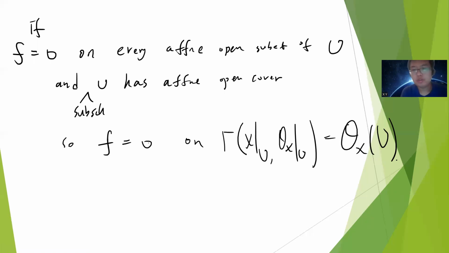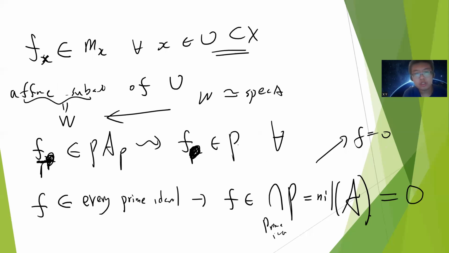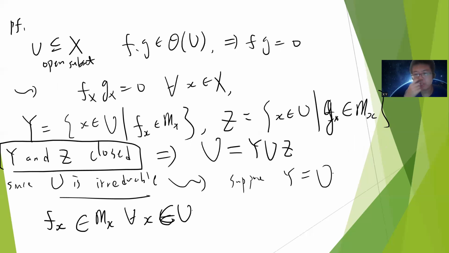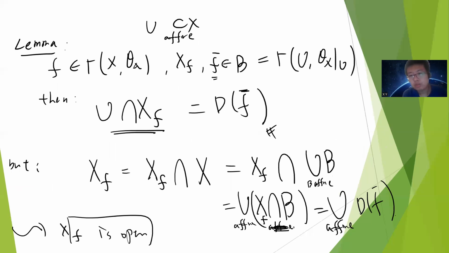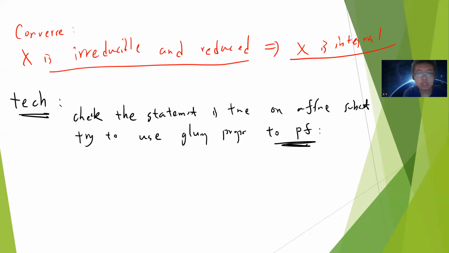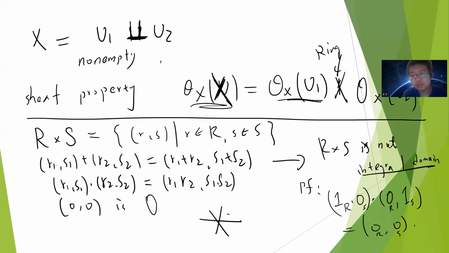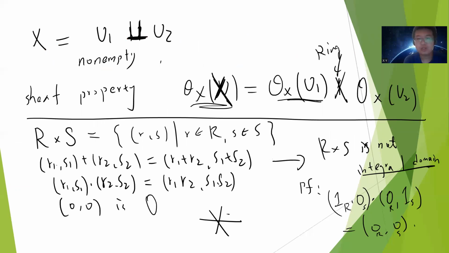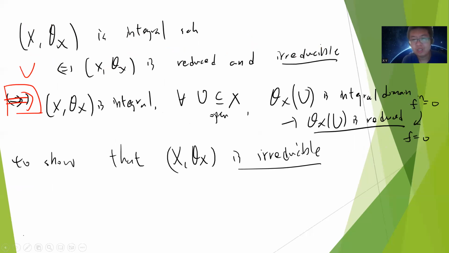Finished. So this proves that if f equals 0 locally, then it must be 0 on the integral scheme, on the whole space. This is Hartshorne's proof, right? But Hartshorne didn't give you this detail. Hartshorne is very textbook, very short, so you need to understand it by yourself.